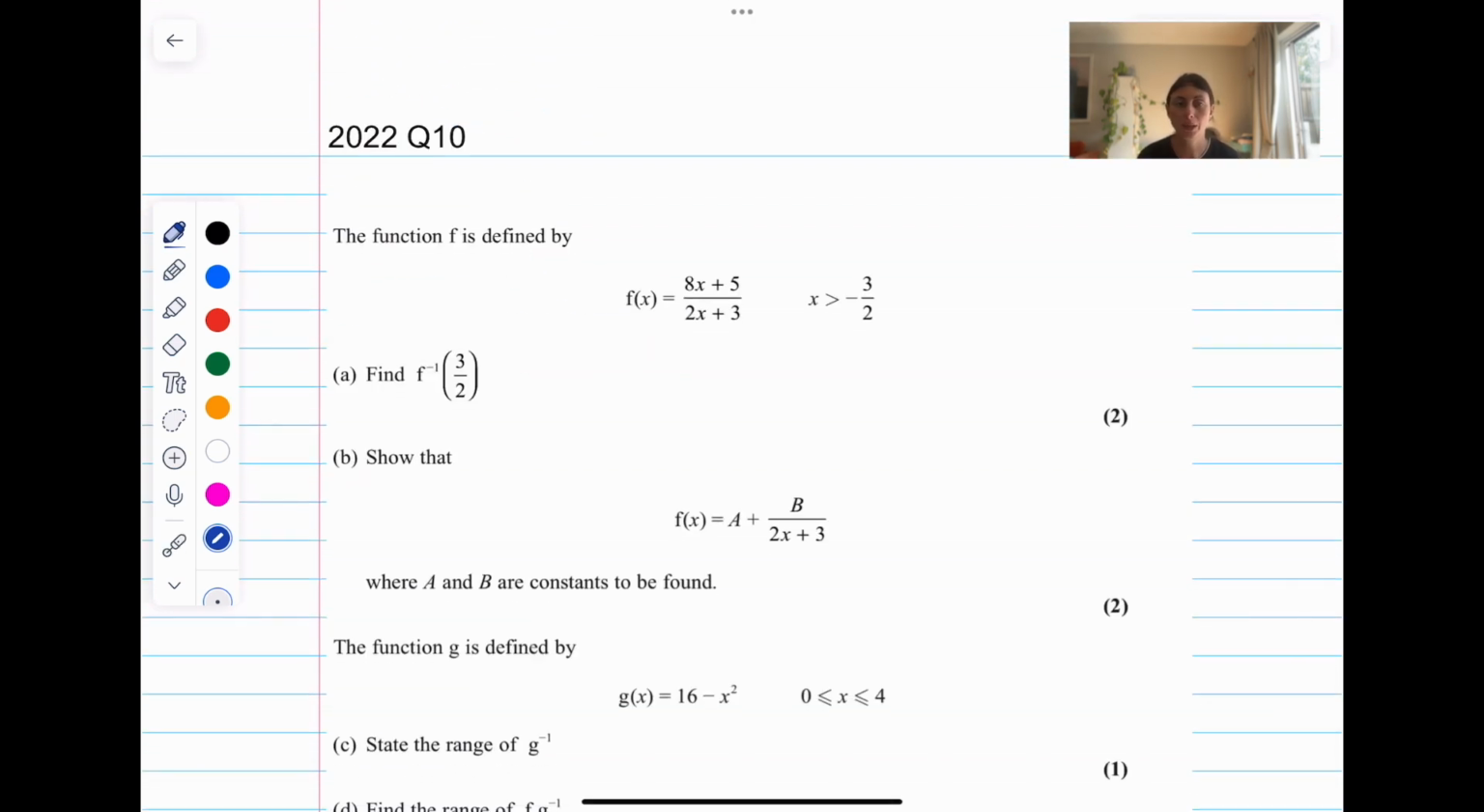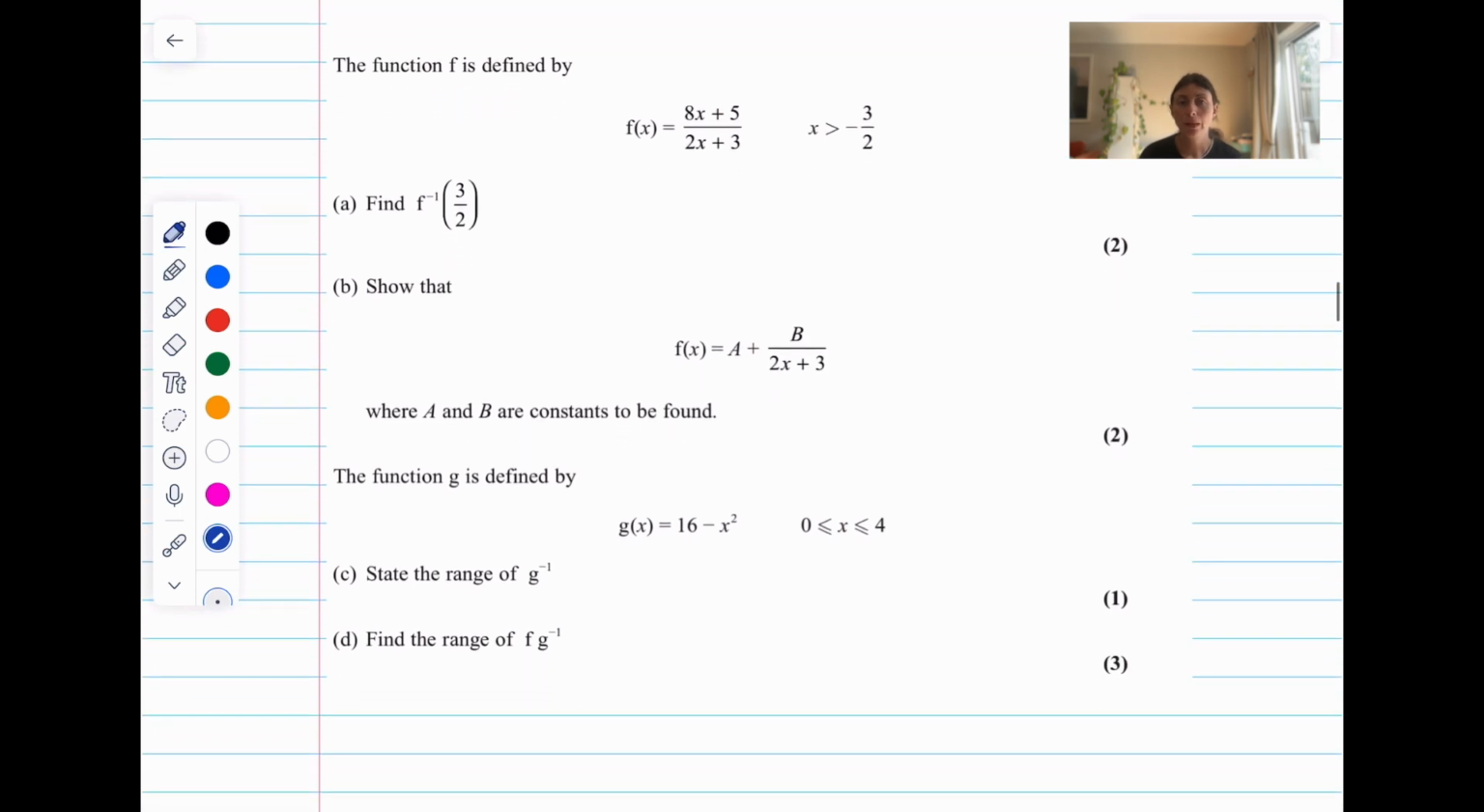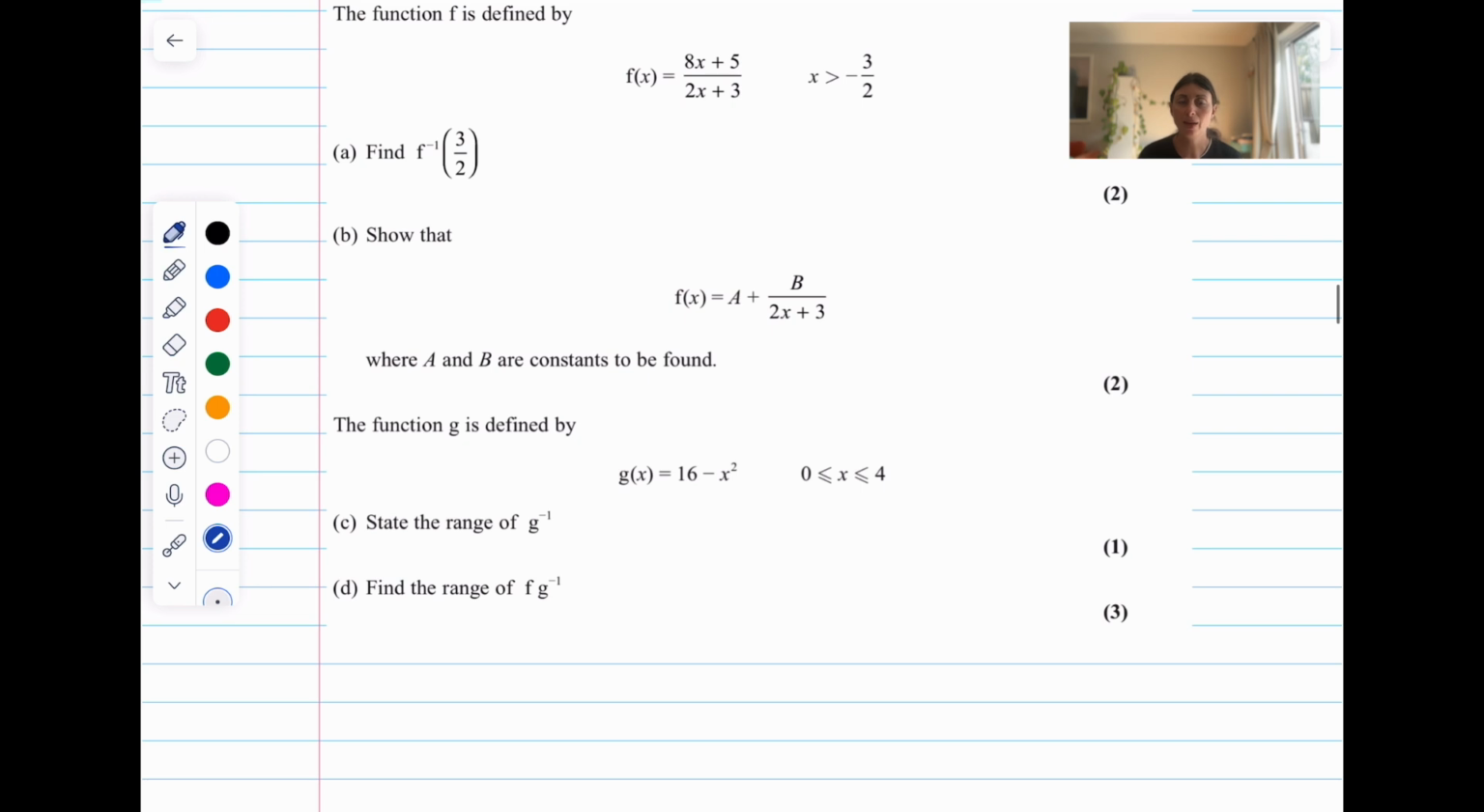Next question, 2022, find f inverse of 3 over 2. So in this question, we've been given f of x, and I think most students would probably start working out the inverse function. But I can see that that's going to require quite a few steps. It's only 2 marks. So we can use our knowledge of functions.